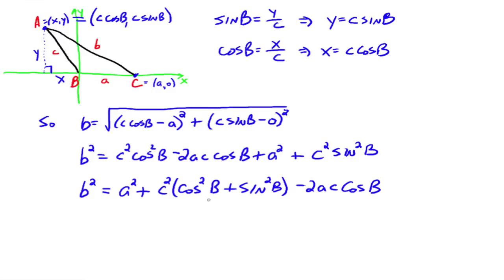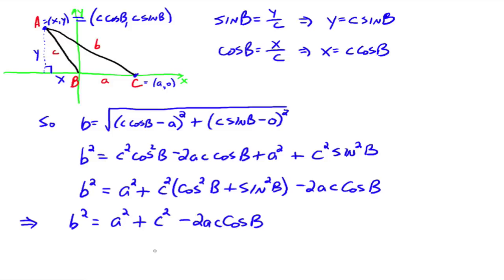And why did we do that? Because cosine squared B plus sine squared B just goes to what? That's right, it just goes to 1. So B squared is equal to A squared plus C squared times 1, which is just C squared, then minus 2AC times the cosine of B. And that is one form of the law of cosines.